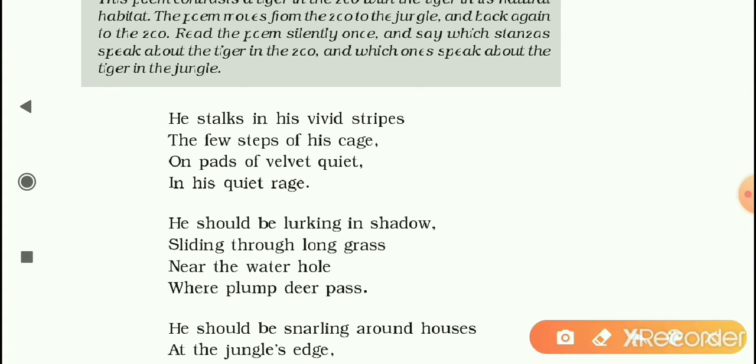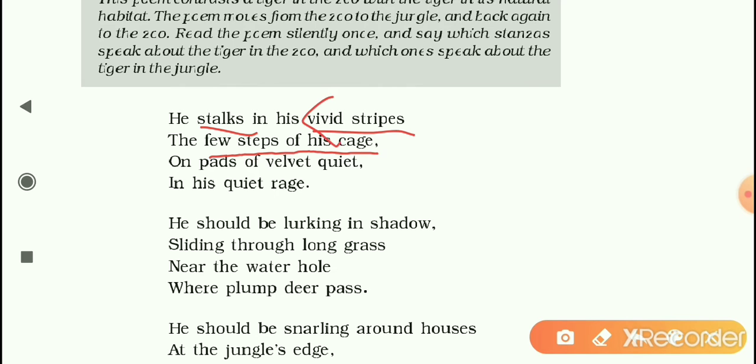He stalks in his vivid stripes the few steps of his cage, on pads of velvet quiet, in his quiet rage. So let's see the word stalk. The word stalk means walk in a very proud manner, right? So in this poem we are seeing that the tiger is walking, but he can only walk a few steps of his cage because this first stanza is about the life of the tiger in a cage in a zoo. So he is very distinct in his vivid stripes.